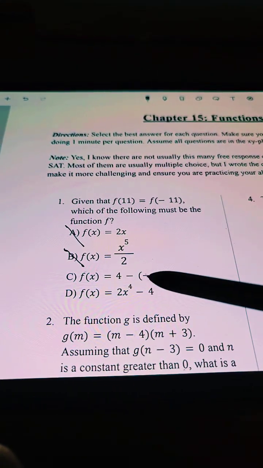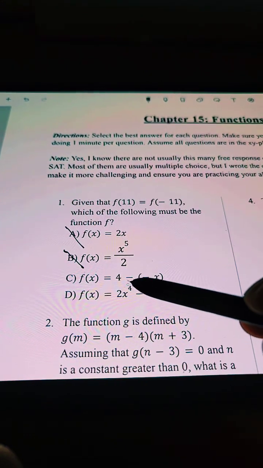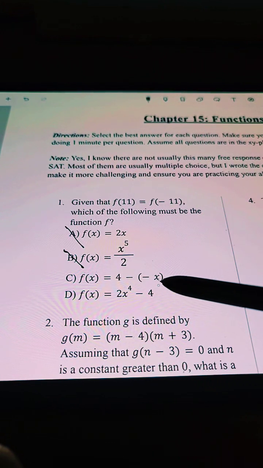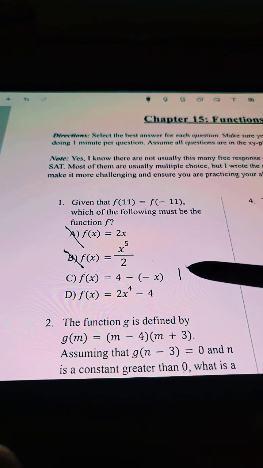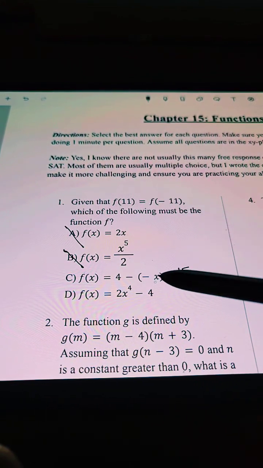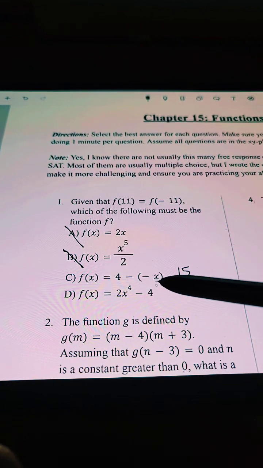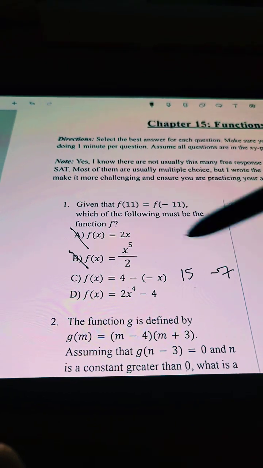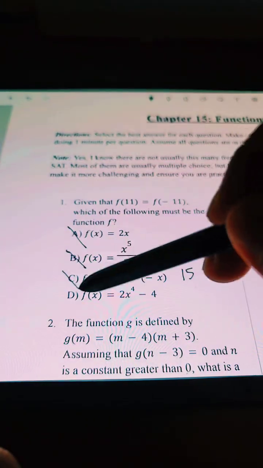Now, let's erase that and look at the next one. So, again, I plug in 11 for x. So that would be 4 minus a minus is plus. So 4 plus 11, that's 15. And now I'm going to plug in negative 11. So negative of negative 11 is just positive 11. So 4 minus positive 11 is just going to be negative 7. And those are not the same. So we would cross that out.